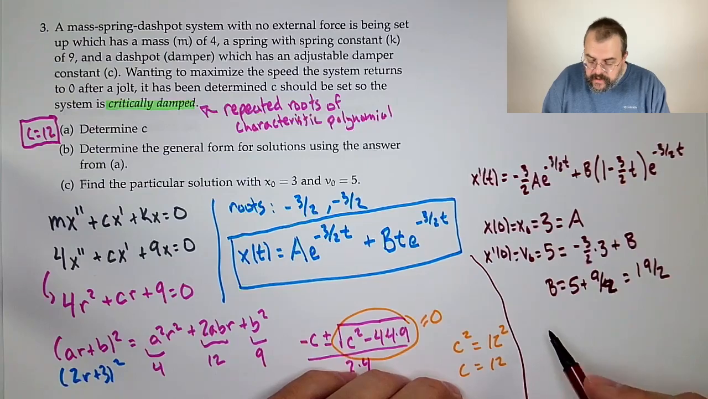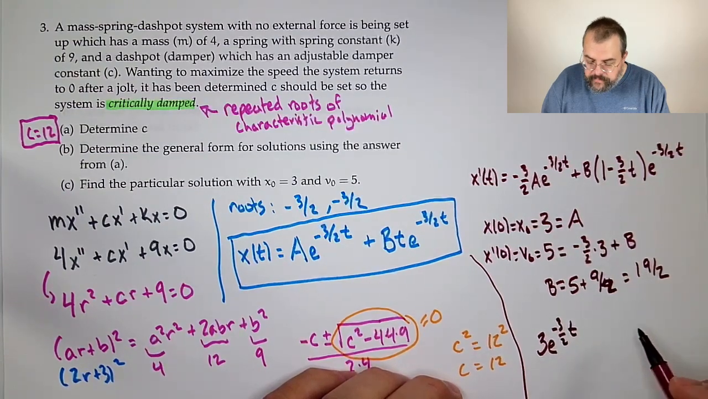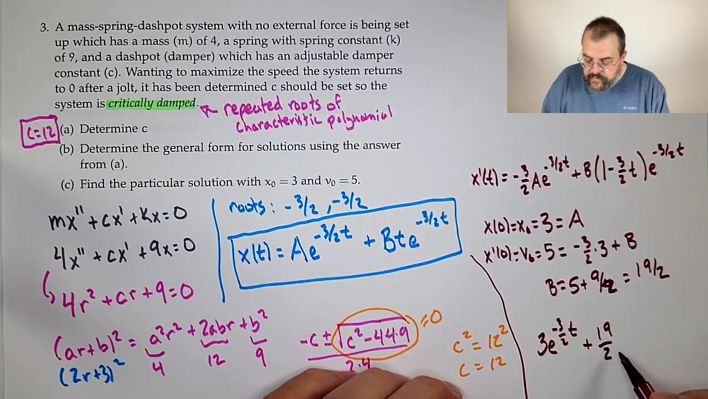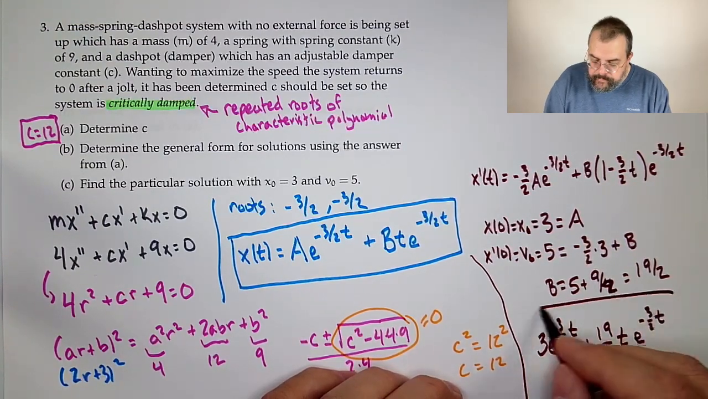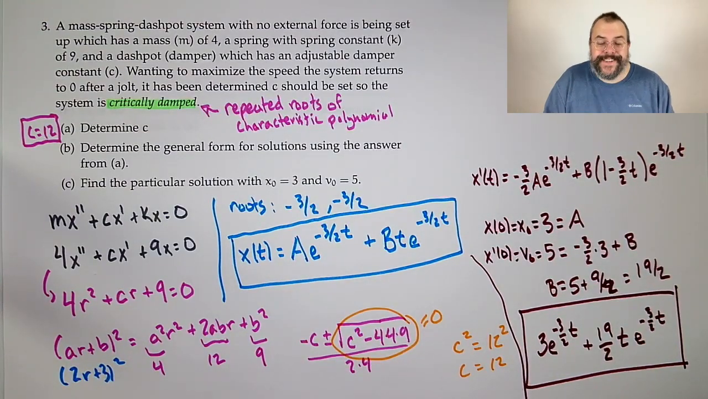So put it in, and we get our answer is 3 e to the minus 3 halves t, and then plus 19 halves times t, and e to the minus 3/2 t. And that's it. We're done.